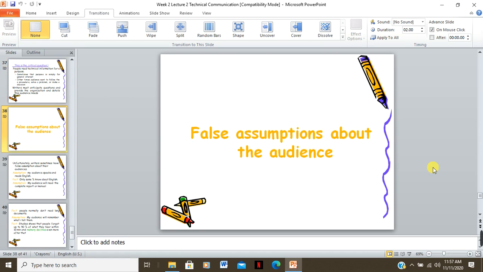False assumptions about the audience. At times, we have wrong expectations from our audience, and we do not work hard on our presentation. Rather, we believe that since I'm an engineer and I have acquired a patent for a device that I have designed, and it is very useful, I am going to present it to the company owner, and he's going to produce it on mass level because I am very much relevant.